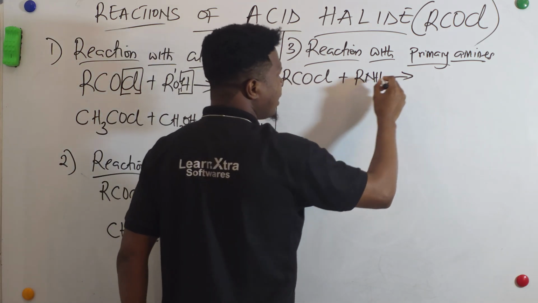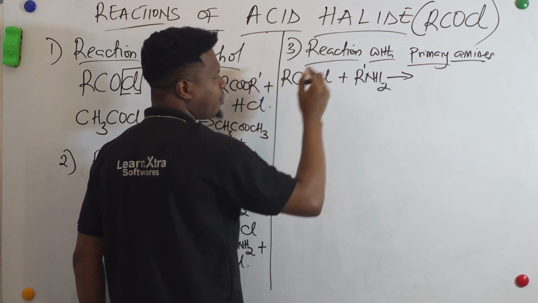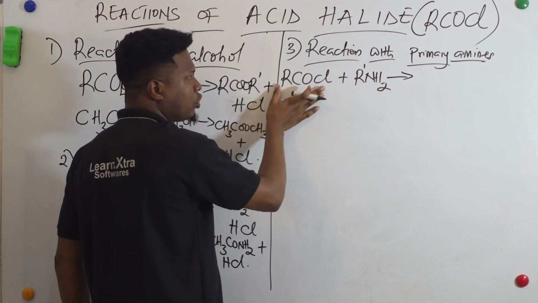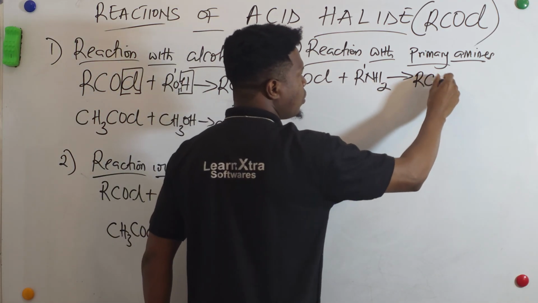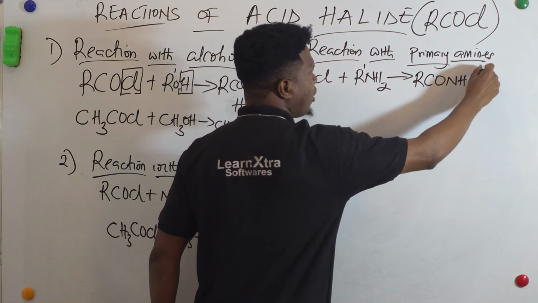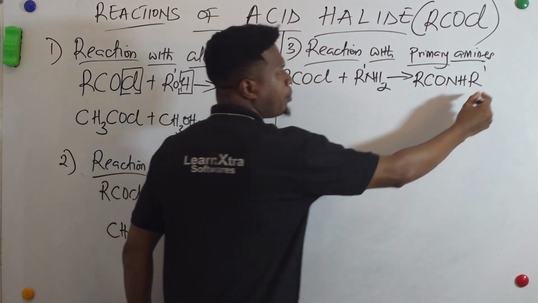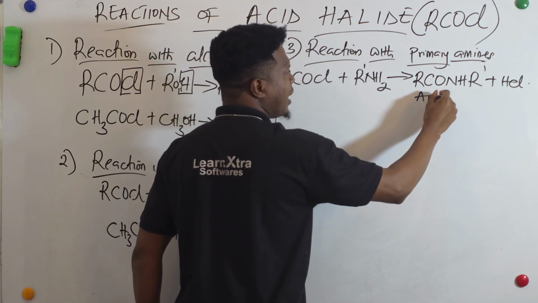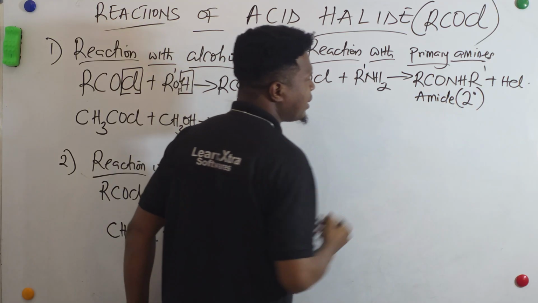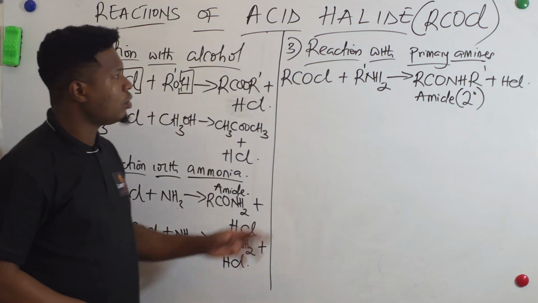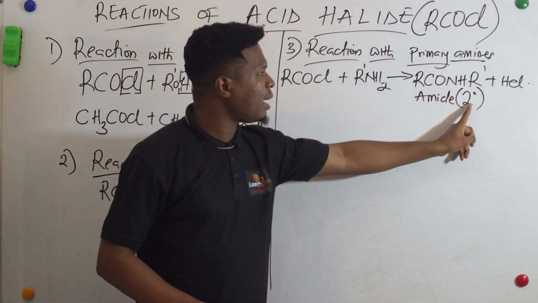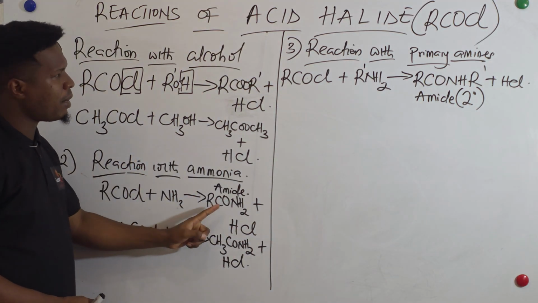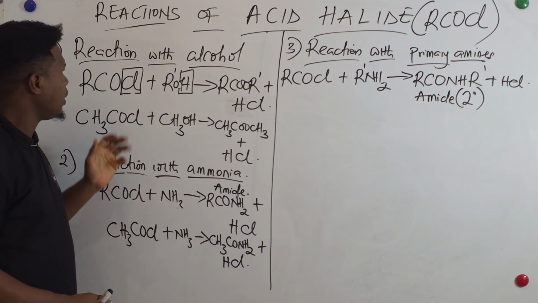So let's differentiate this R and this R with prime. If one hydrogen here picks up the chlorine to form HCl, then what is left will join together with this. We are going to have RCONHR prime, something like this, plus the HCl. This is an amide, but it is a secondary amide. Take note of this. This one gave us a secondary amide, because I have 2 R. But the one with ammonia gave us a primary amide. So that is the reaction involving this.